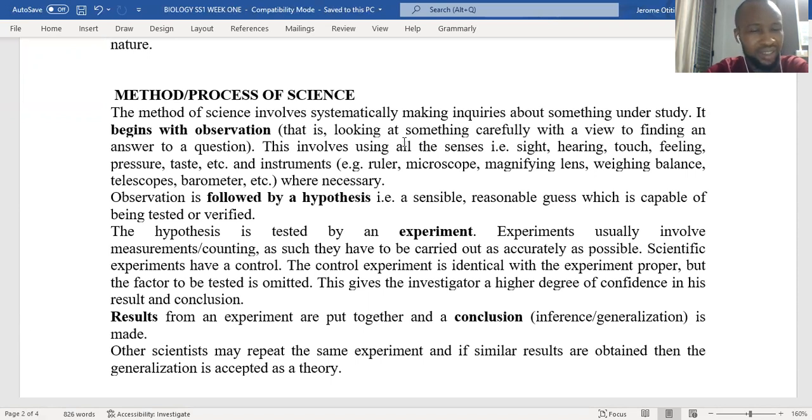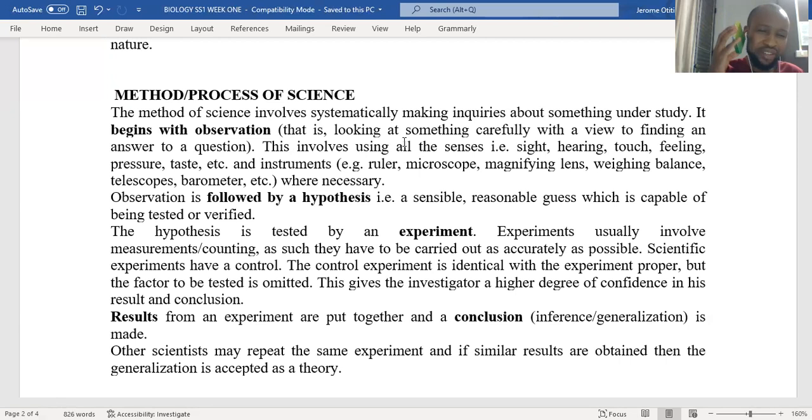Then after scientists have observed, they will make a hypothesis, which is what? A sensible, reasonable guess, which can be tested or verified. For example, I can pick up this thing now. I say, oh, this thing, there are 5 stones inside. I'm shaking it, listening with what? With my ear. Okay, I just make a guess. There are 5 stones here. What I'm doing is a guess.